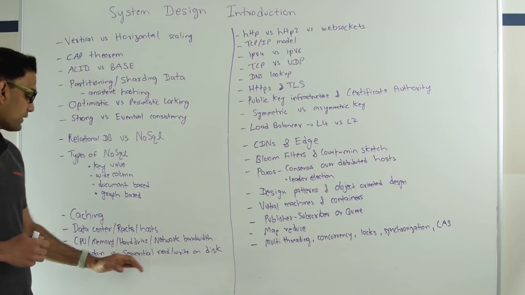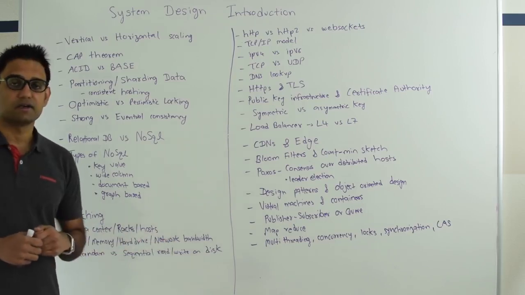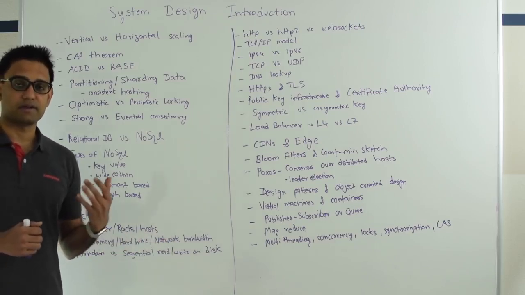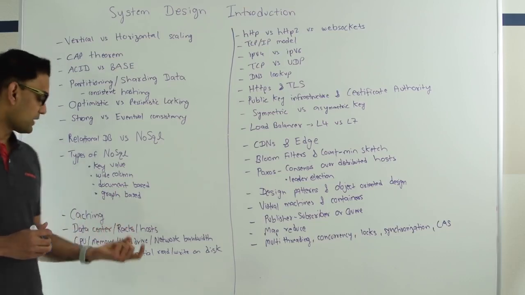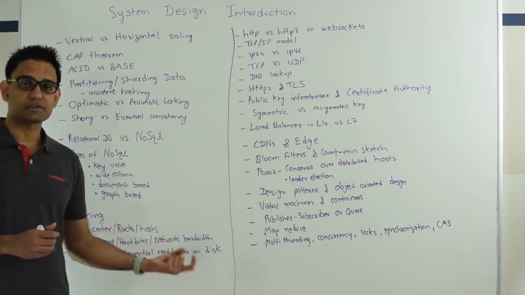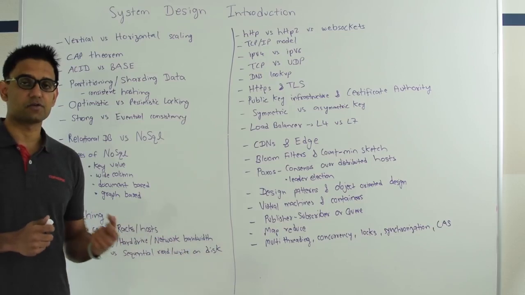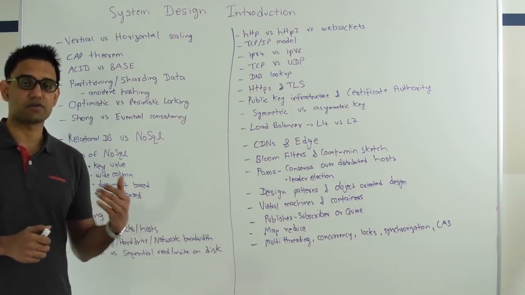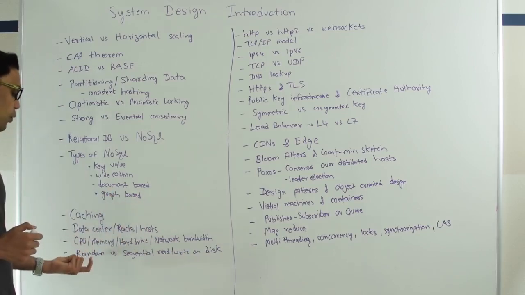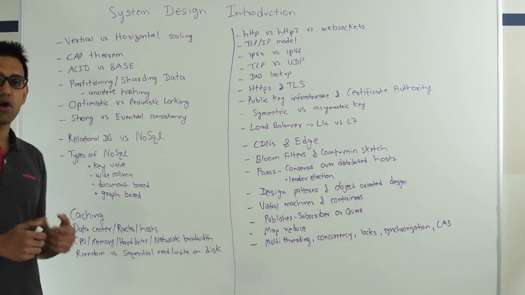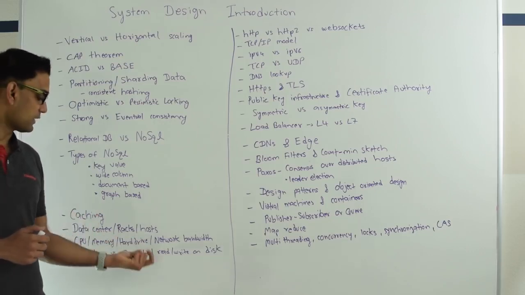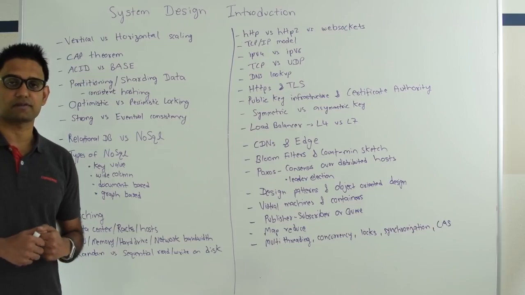Then we have random versus sequential read and write on the disk. We know that reading and writing on the disk is usually slow, but sequential reads and writes are actually amazing for the disk, so you should design your system around sequential reads and writes, while trying to avoid random reads and writes, which are orders of magnitude slower than sequential reads and writes for the disk.